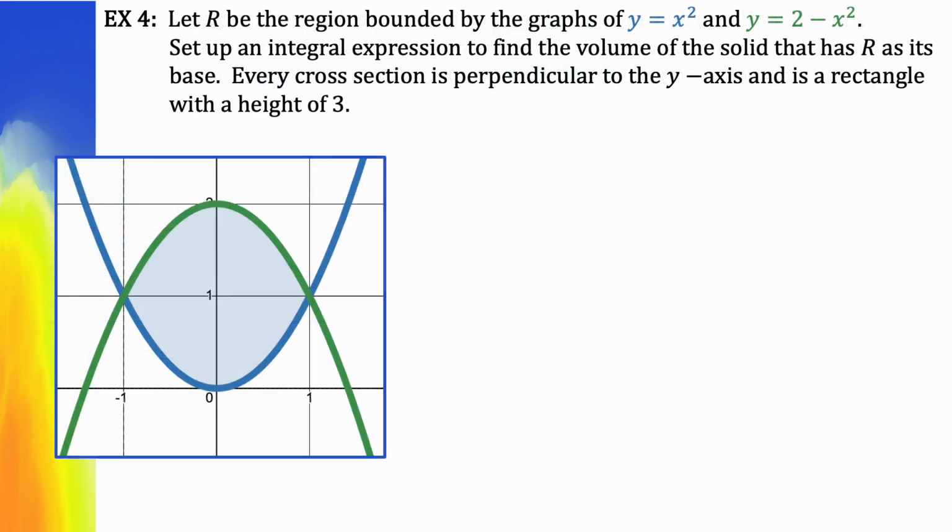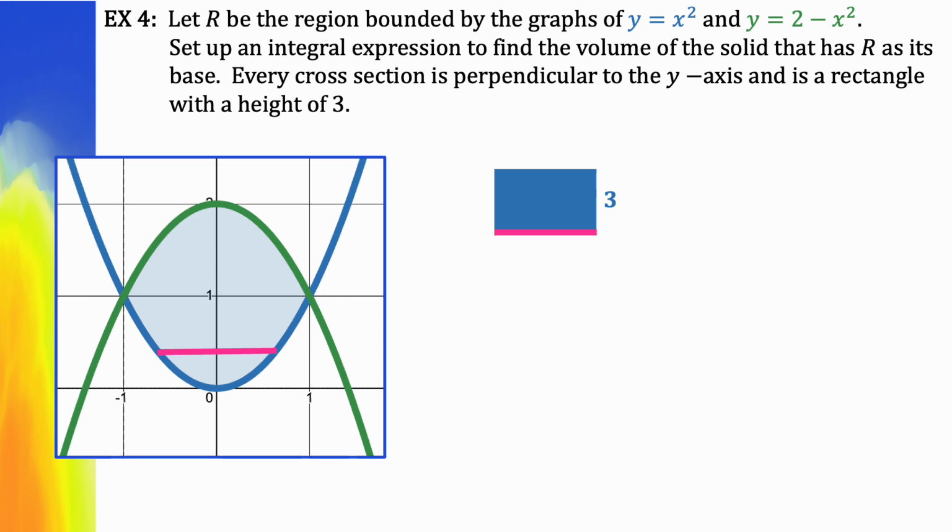Buckle up for this one. This one has some little craziness to it. Let R be the region bounded by the graphs of y equals x squared and y equals 2 minus x squared. We're going to set up an integral to find the volume of the solid. Every cross section is perpendicular to the y-axis and is a rectangle with a height of 3. That's what we have so far.